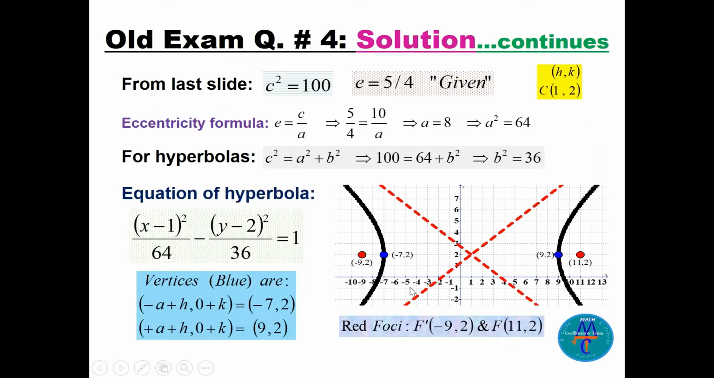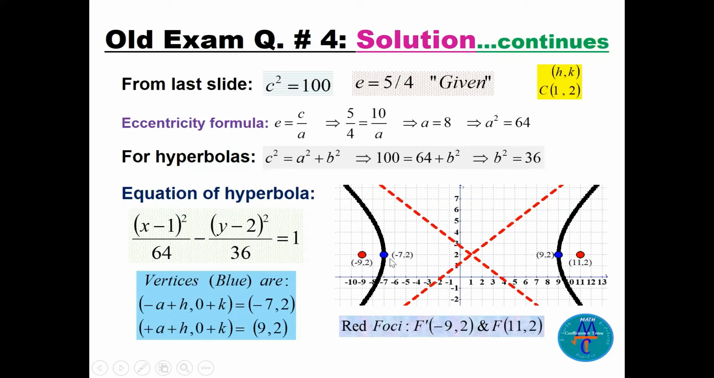So the eccentricity formula is e equals c over a. It's given as 5 over 4. 10 is the c. a we can find. So cross multiply here. a will be 8, so a squared will be 64. Now we know for hyperbolas, c squared is equal to a squared plus b squared. So we can find b squared will be 36.